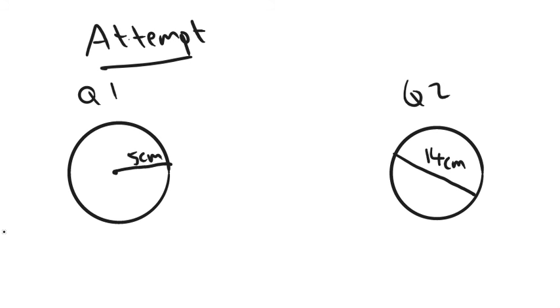Okay, so here's two questions. So if you want to pause the video now and attempt these two, what you need to do is find the area for both of them. So you're going to do pi r squared for both of them. Now just be careful with question two there.